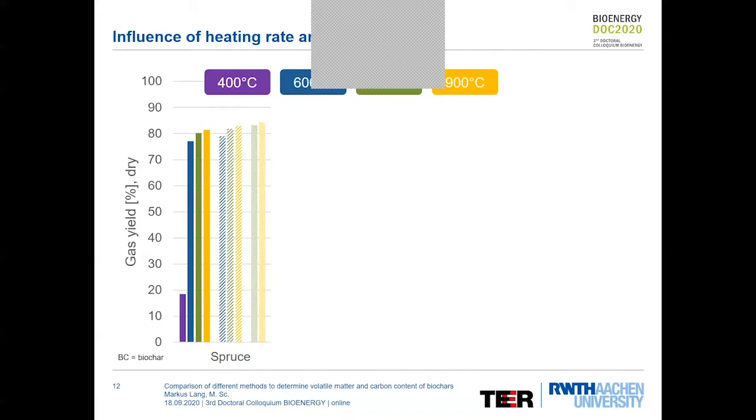Now we can also compare it to the standard test method, where we put the sample in the 900 degrees preheated oven. It can be seen that the gas yield increases if you do not heat the sample stepwise, but heat it up very fast.